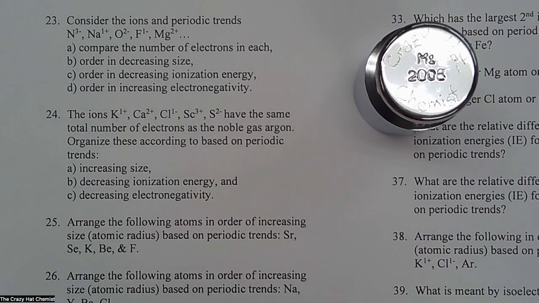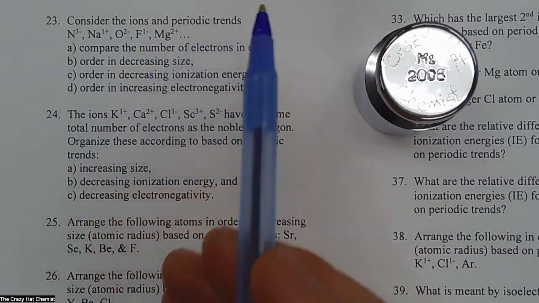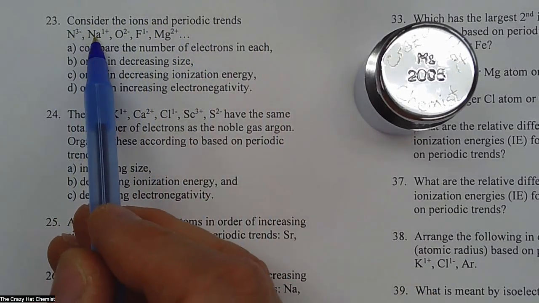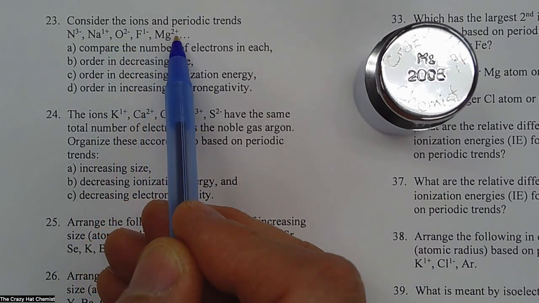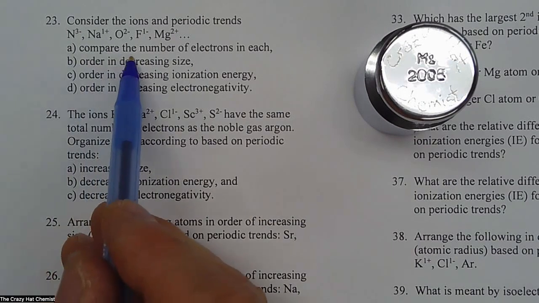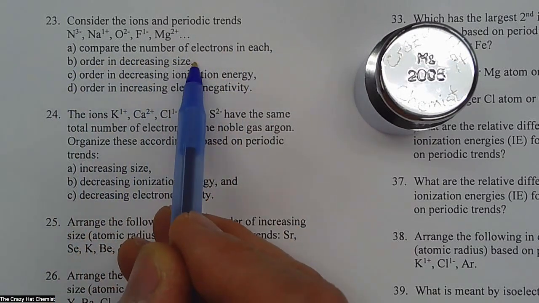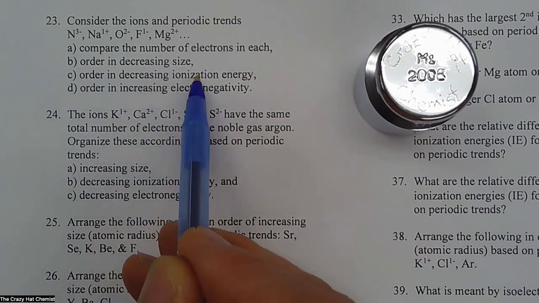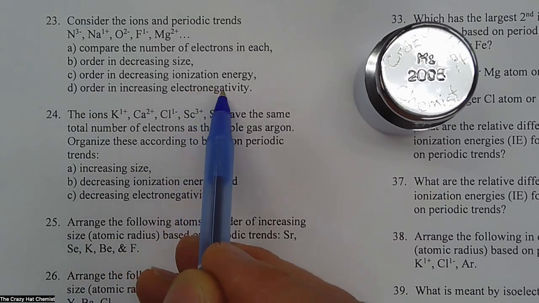All right, so the next problem here is number 23. Consider the ions and periodic trends. We have nitride ion, sodium ion, oxide ion, fluoride ion, magnesium ion. And we're going to compare the number of electrons in each, order in decreasing size, order in decreasing ionization energy, and order in increasing electronegativity.